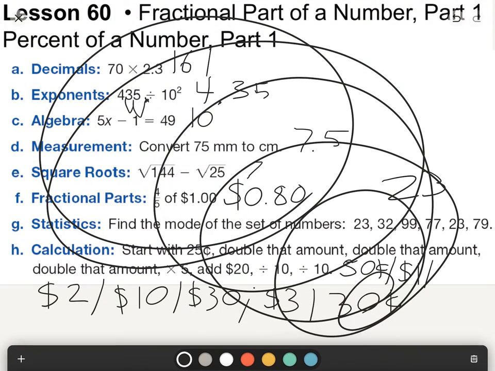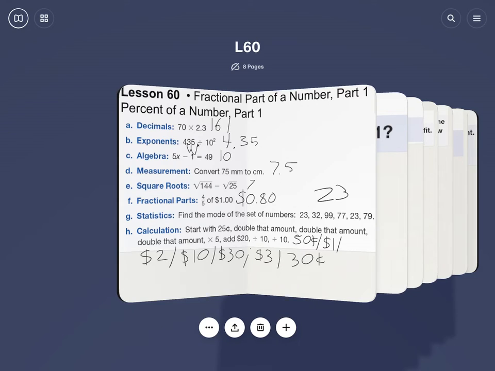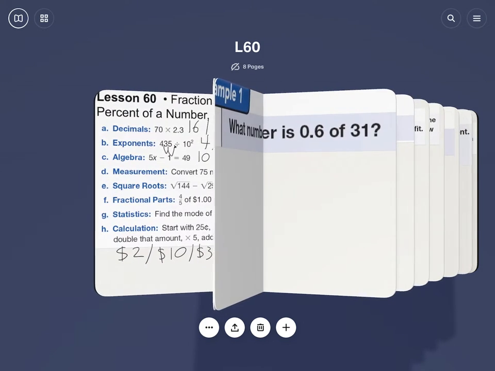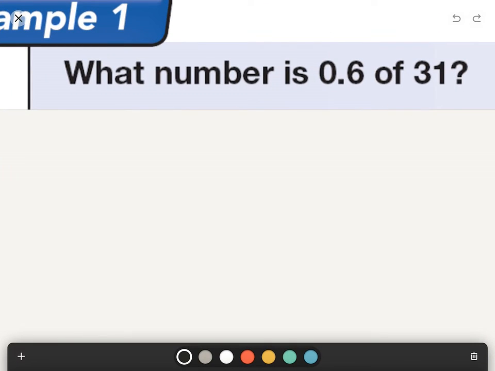All right. Let's go back and look. So today's lesson is fractional parts of a number, percents of a number. It's pretty simple, but we get to the point where we get to the types of problems that we might expect on the CTP. There are 7 examples, which seems like a lot, so I'll probably go through these simple ones pretty quickly.